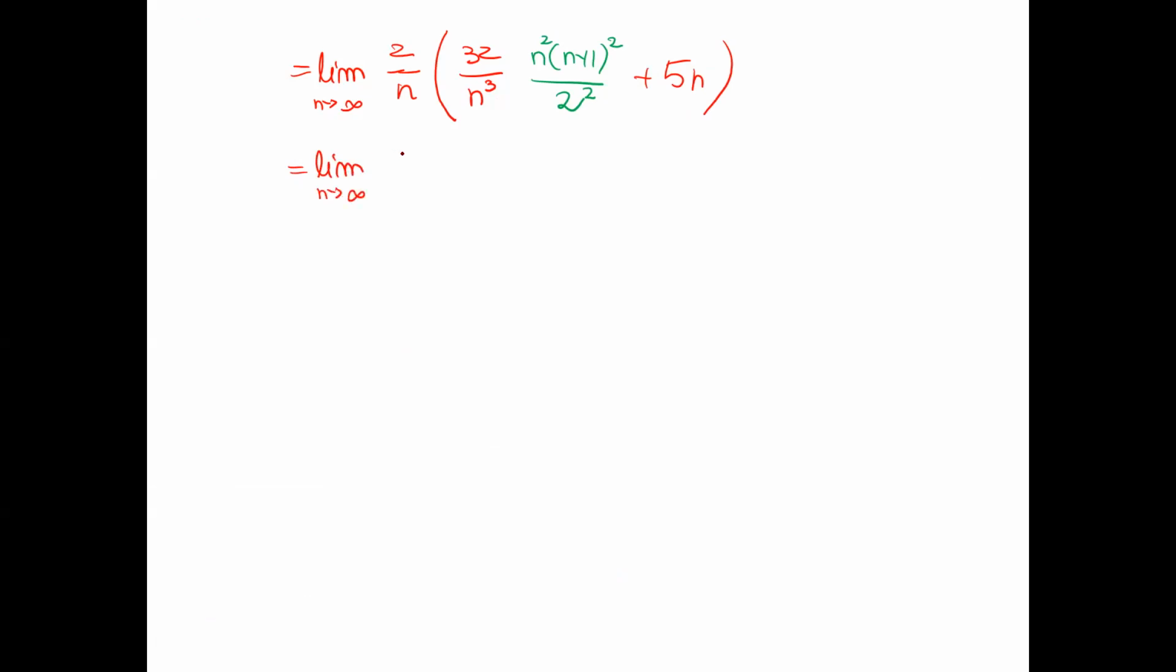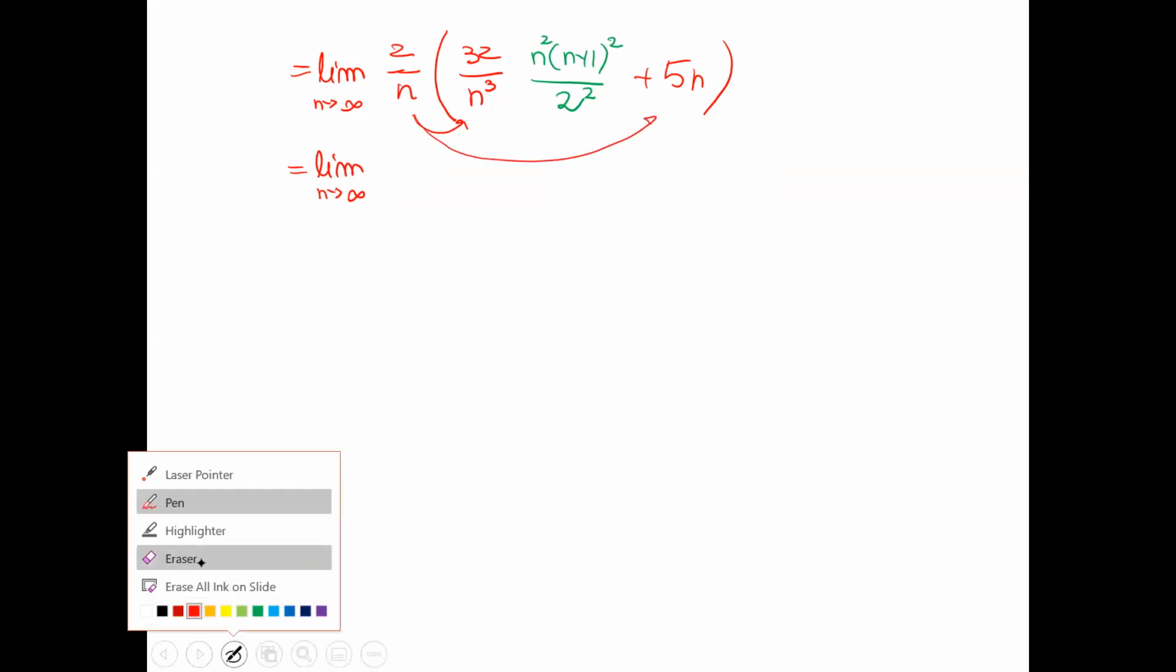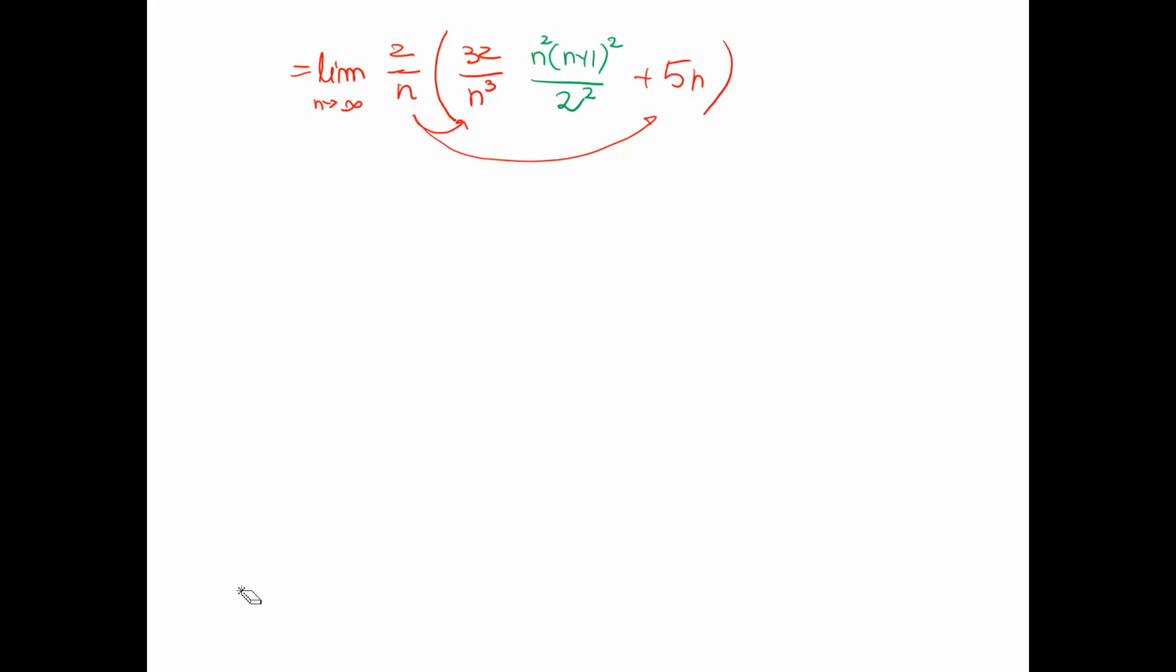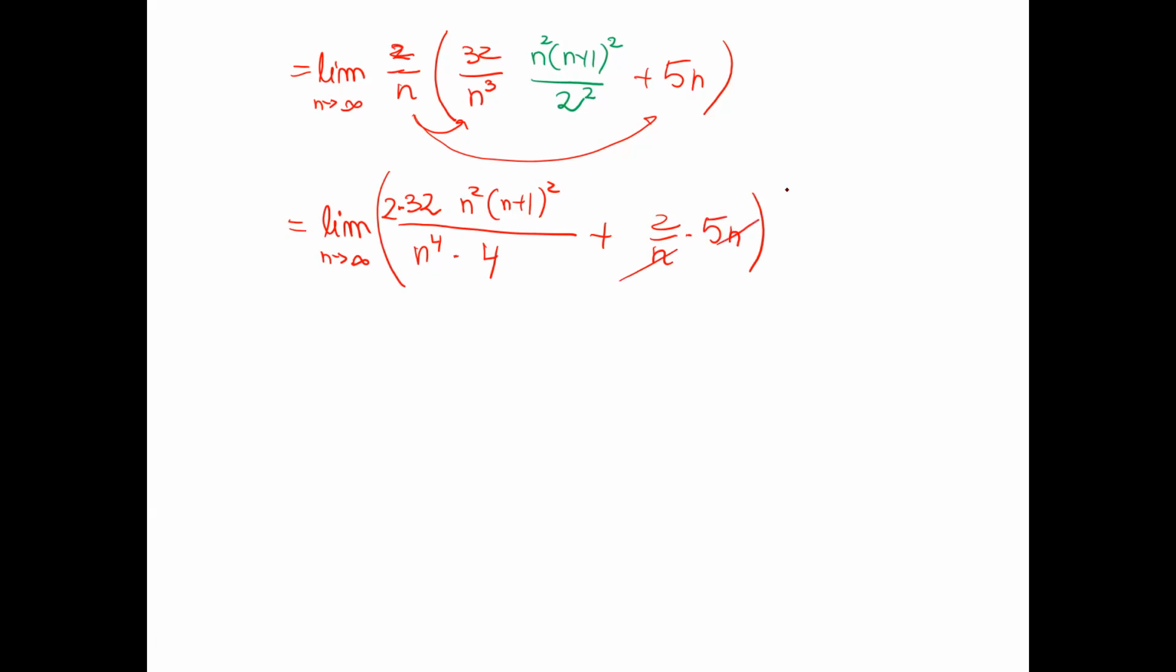Let's see. We can distribute this. Okay. We can definitely distribute. Let's check the limit as n goes to infinity. We will have 32, and okay, I can write this for now, and n to the power of 4, 2 to the power of 2 is 4, and actually 2, I forgot that 2. Okay, plus 2 over n times 5n, which we can cancel out.